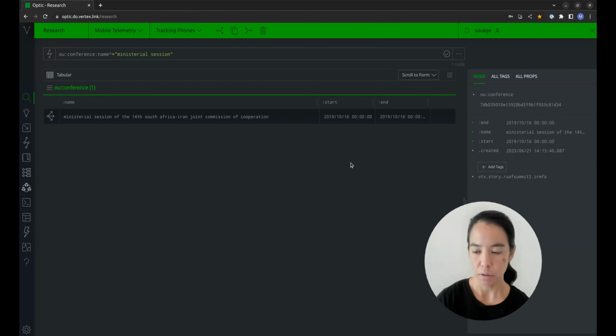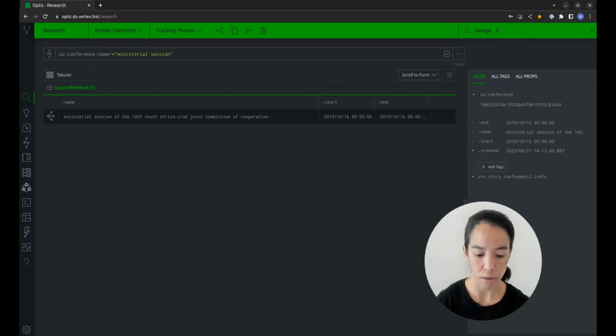It was within the country at the time. It seems like the phone belongs to someone who works there. So I suspect that the phone was here related to this conference, but I don't know if the person actually attended because I don't know where it was. So that's something that we're left with just the data we have, which in this case is rather limited.